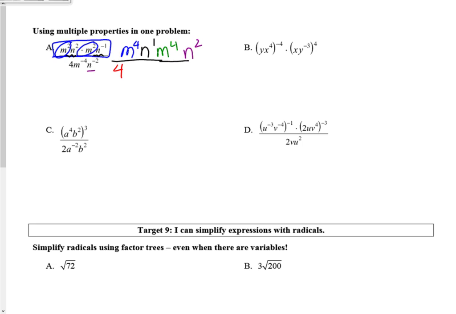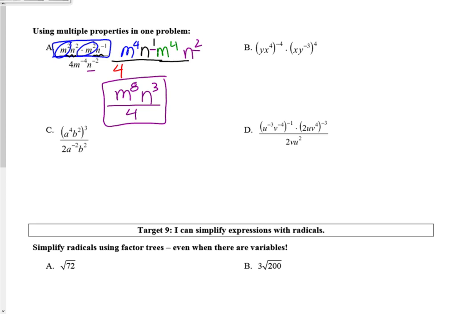So now I'm going to have to simplify again. In my numerator, I have m to the 4th times m to the 4th. I add those exponents because I'm multiplying those bases. I get m to the 8th. N to the 1st and n squared gives me n cubed, all over 4.